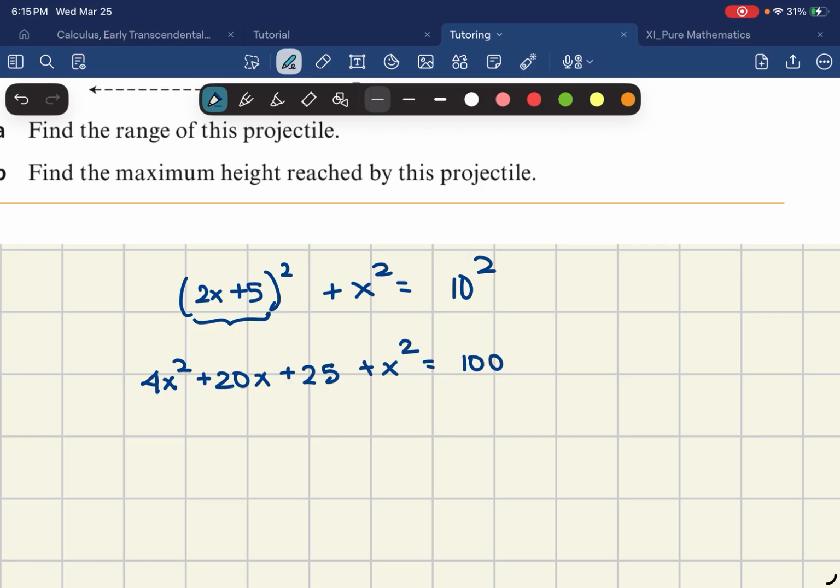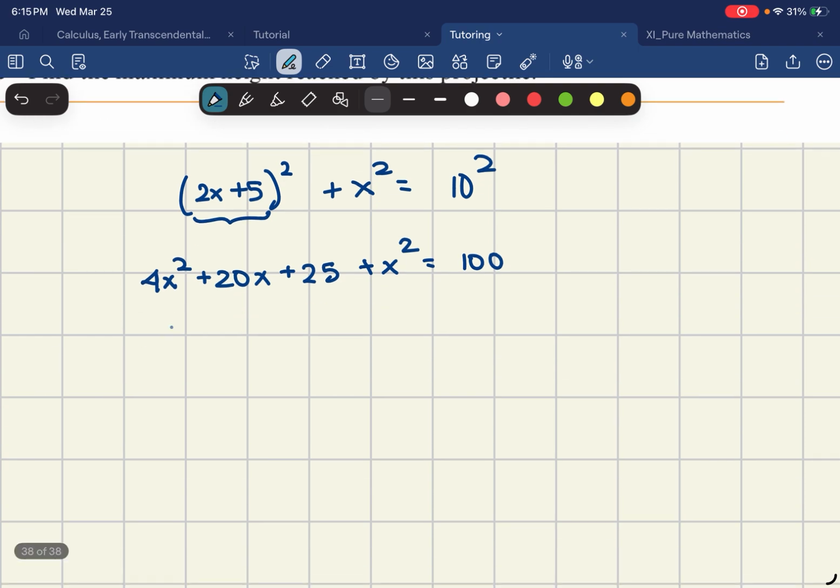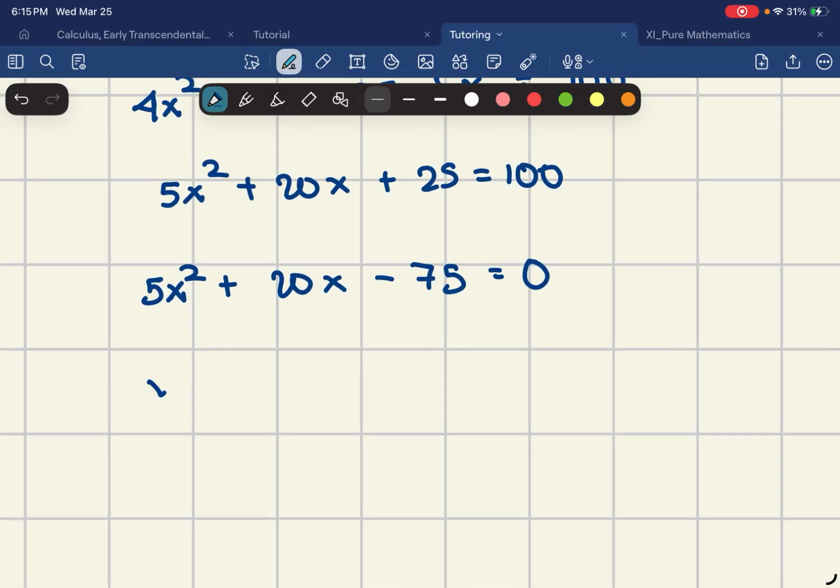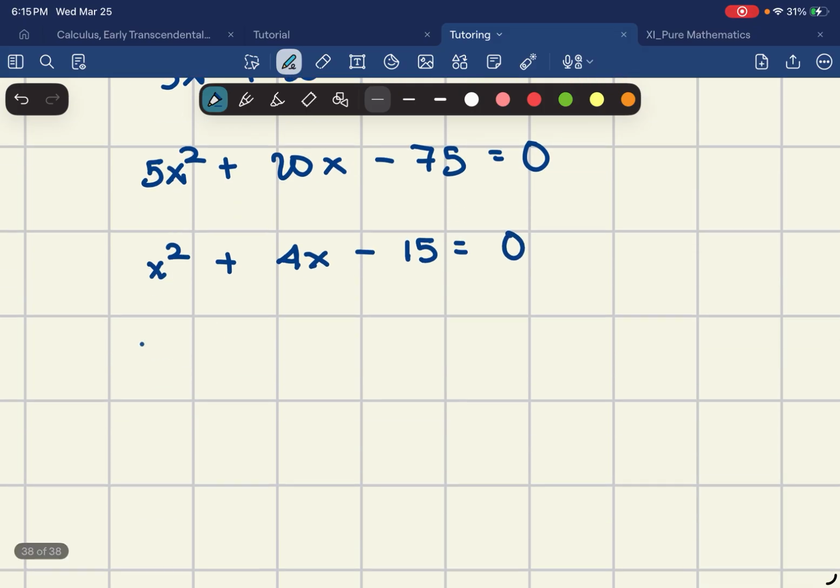Let me just think if I did it correctly. I should have done it correctly. I think so. So I have 5x squared plus 20x plus 25 is equal to 100. And if I subtract 100 from both sides, I get 5x squared plus 20x minus 75 is equal to 0. And I can divide by 5. Everything here is divisible by 5. So I get x squared plus 4x minus, if I divide by 5, I think I get 15. And now this is something I can solve.